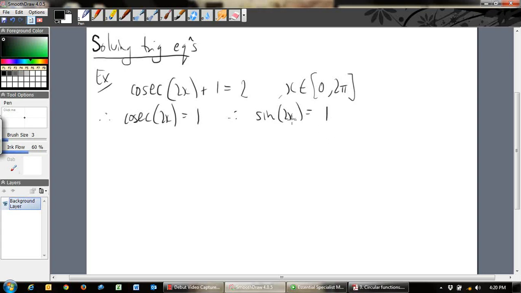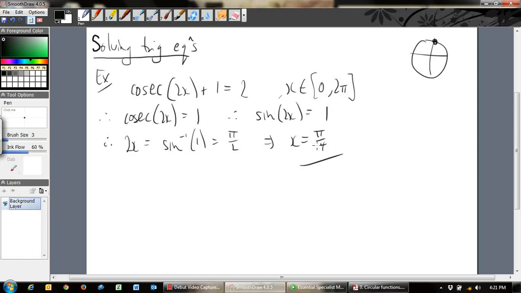At this stage you'd say, oh, sine 2x is 1, and I'll show you the mistake that students make. They say therefore 2x is equal to sine inverse of 1. Where is sine equal to 1? Sine's equal to 1 up here, so they say that's pi over 2. Therefore x equals, divide both sides by 2, pi on 4, and they say done. What they have missed is a solution, and I'll show you why. I'll put this in red. So this is wrong.